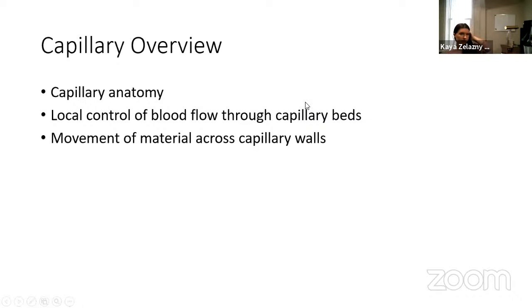So now we're moving into the capillaries. So the capillaries are where this blood is going, part of why we are changing the radius and therefore the resistance of the arterioles. So we're controlling how much blood is going to the capillaries in specific organs and specific regions. So we're going to take a look at capillary anatomy. We're going to look at control of blood flow to and through those capillary beds. And then really crucially, we're going to be looking at the movement of the material across the capillary walls.